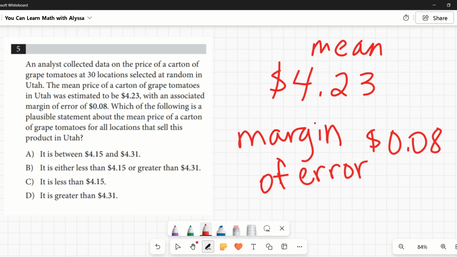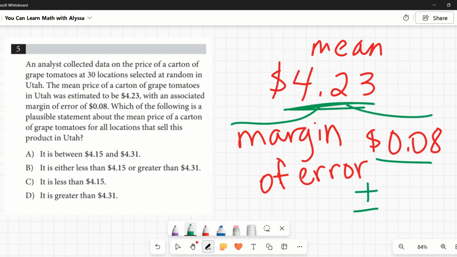Before I look at the answers, a margin of error means I'm pretty sure that this number that I got is right, but I could have been off. And a margin of error is plus or minus a number. So it might be my margin of error less. It might be that margin of error more. It's somewhere in that range. So I'm hedging my bets.